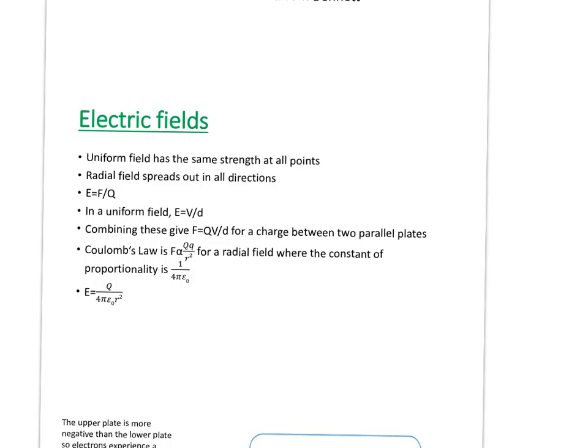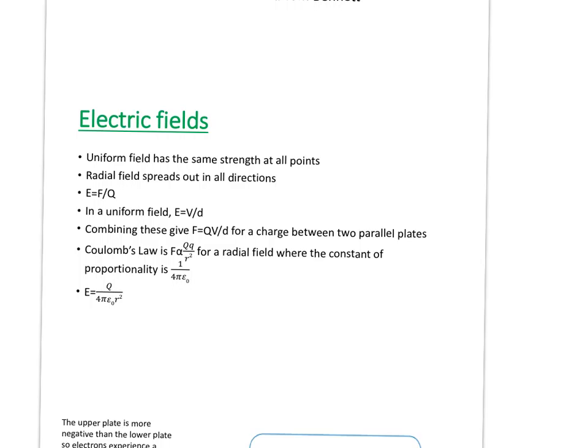For electric fields, there are two types of fields that you can have. There's a uniform field, where at any point in this field, a positive test charge will experience the same force strength. The other type is a radial field, where it just spreads out, so the force is proportional to the distance away from the point squared. So it's all proportional to 1 over r squared.